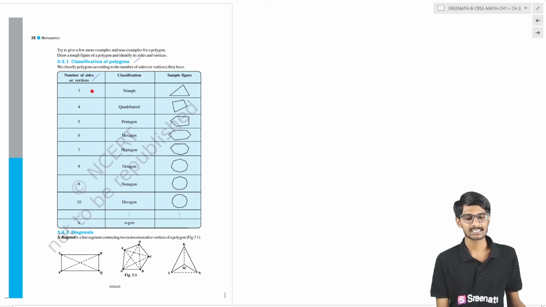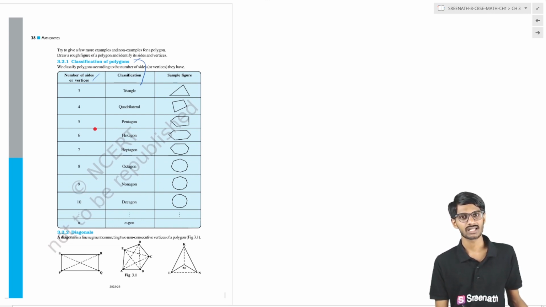If it is having 3 sides, we call it a triangle. If it is having 4 sides, the polygon is a quadrilateral. If it is having 5 sides, the polygon is a pentagon. If it is having 6 sides, the polygon is a hexagon. If 7, then heptagon. 8, octagon. 9, nonagon. 10, decagon, and so n-gon.